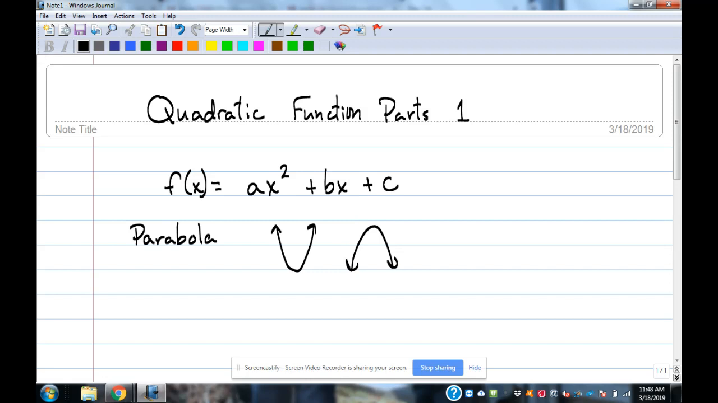One of those pieces is the axis of symmetry.